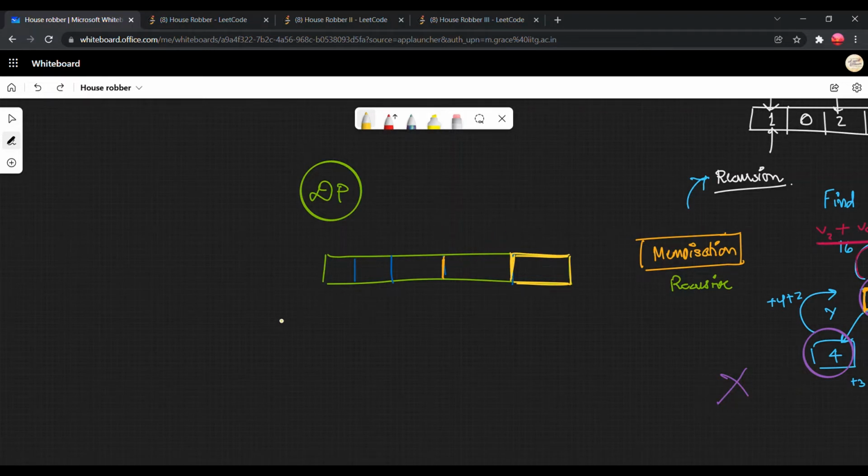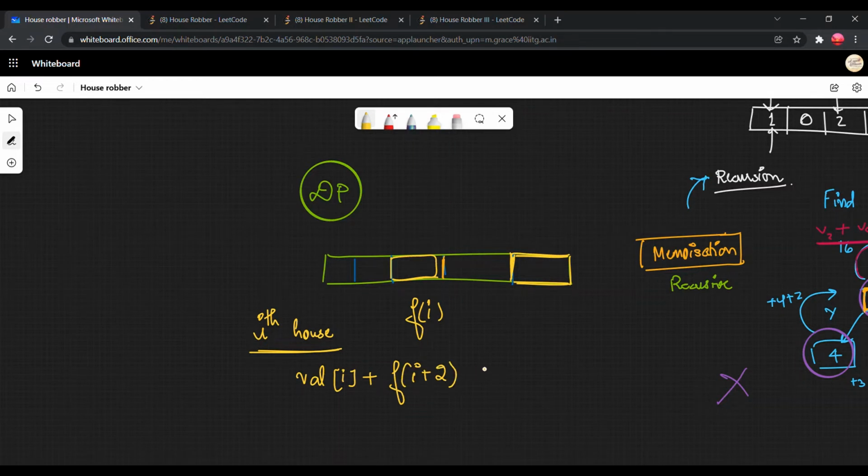So basically, if I'm at the ith house, the way I would decide what houses to loot is that I would say, let's say f of i is the function which gives you the max value from i onwards. Okay, so if I'm at the ith house, then I would just check if val of i, or the value of the ith house, plus f of i plus 2 is greater than f of i plus 1, right?